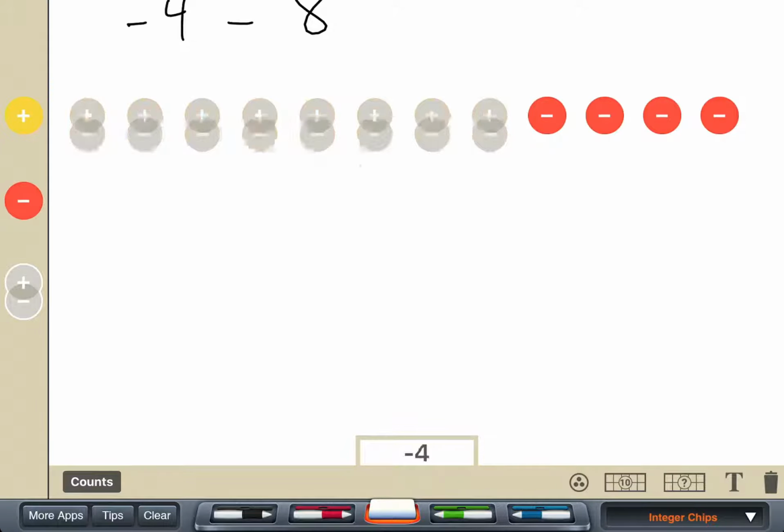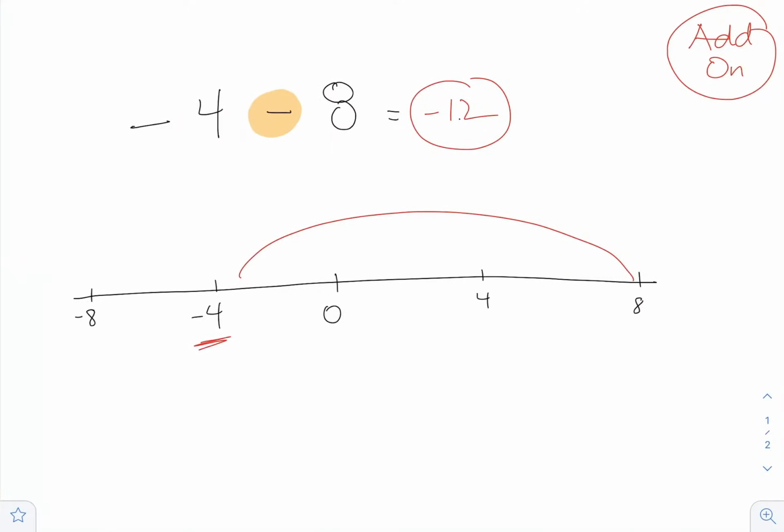So once again, when we add on, we're trying to find the difference between the last number and the first number. So you always say, what can I add on to this second number so I can get the first number? Let's try another example.